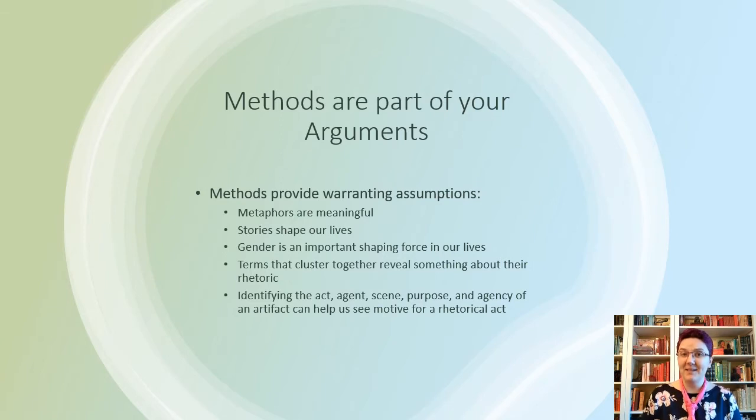If we're talking about feminist, or as I prefer to call it, gender criticism, you're looking at gender as an important shaping force in our lives, and the method warrants all of those assumptions, right? You don't have to go and prove that gender is important. The method, and people reading who understand that method, will be there already built for you. You don't have to build your warranting bridge. It already exists.